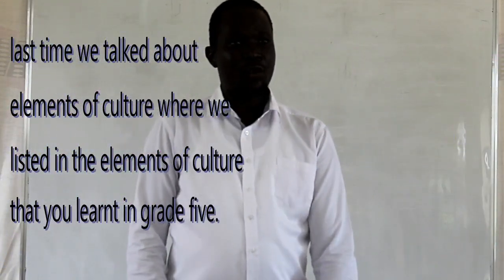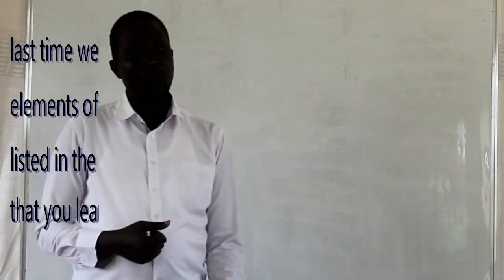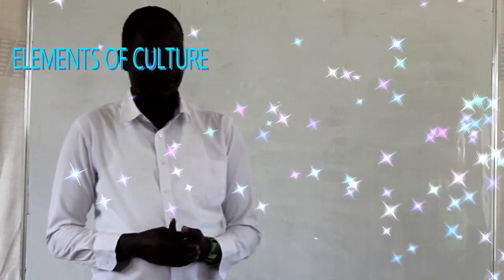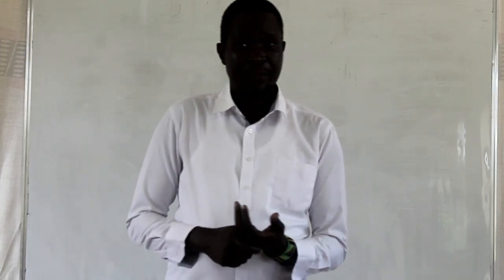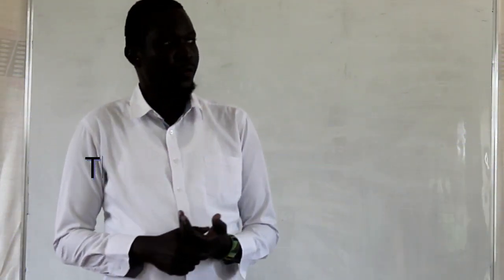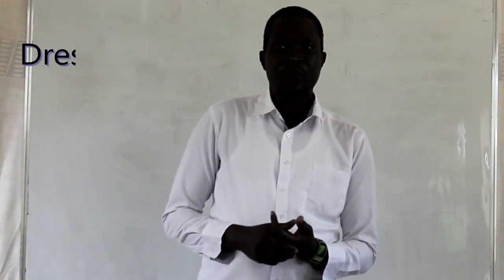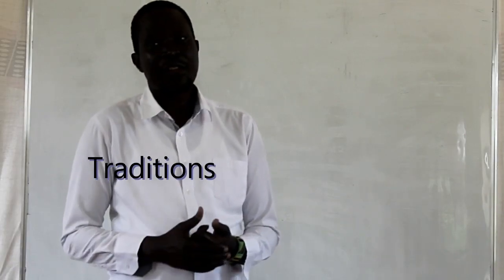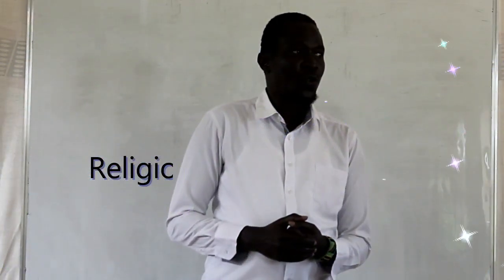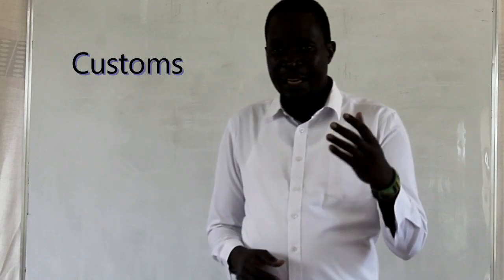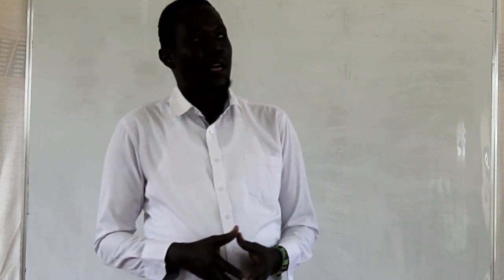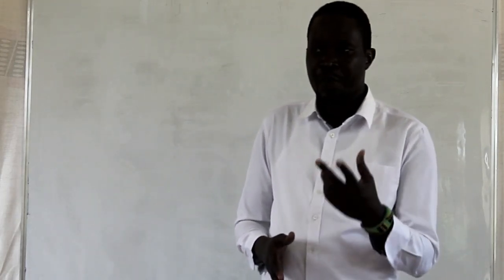Last time we talked about culture and we stated the elements of culture as you learned in grade 5. In grade 5, you listed the following as the elements of culture: 1, the staple food; 2, the dressing code; 3, the traditions, the religion, and the customs.